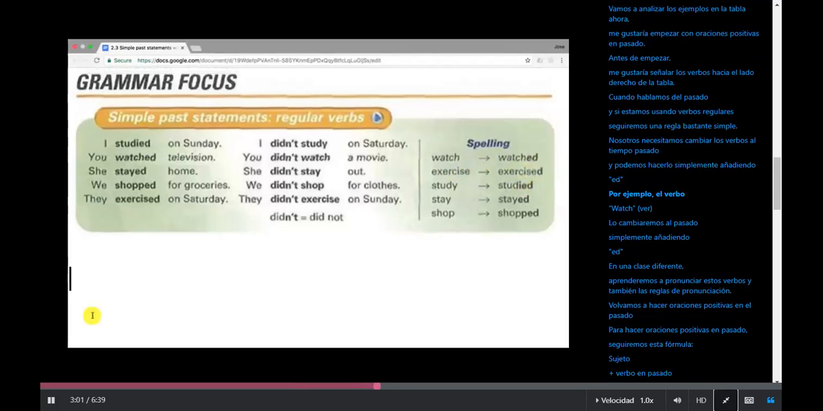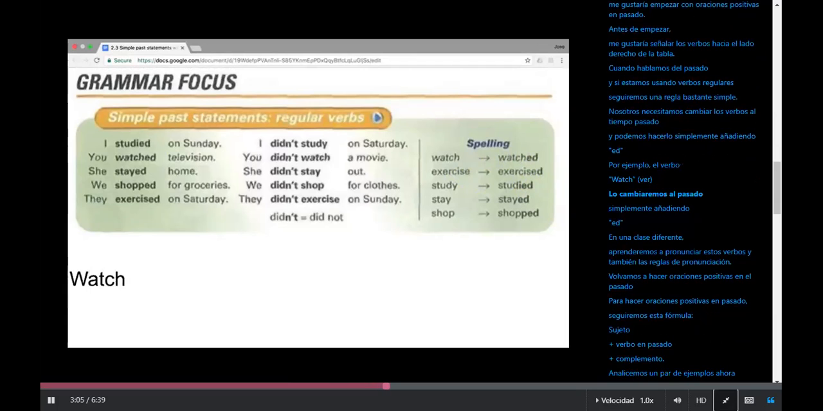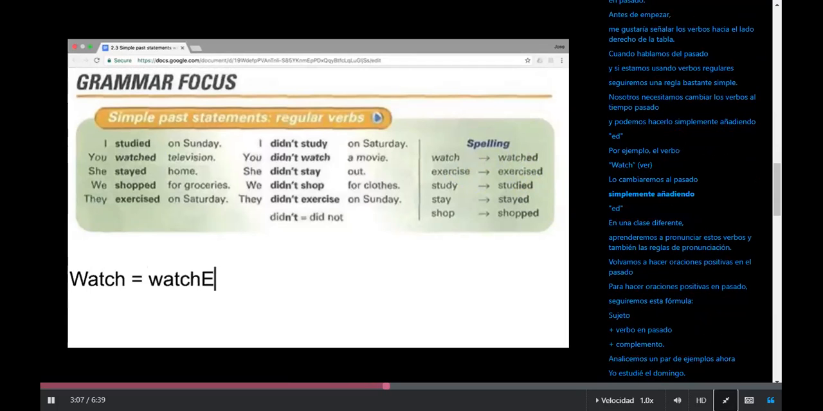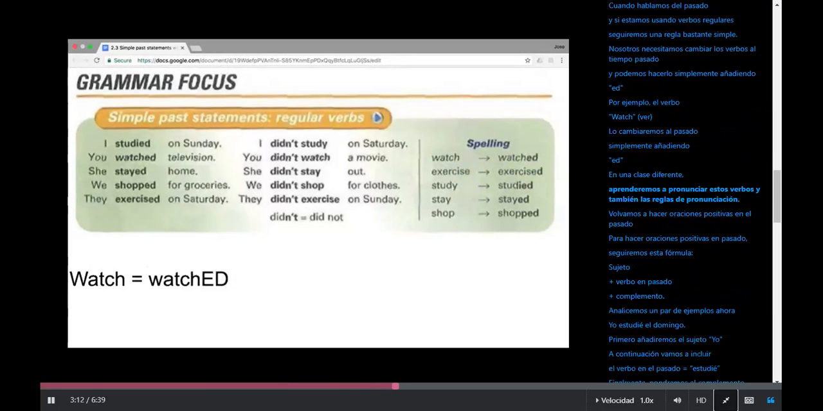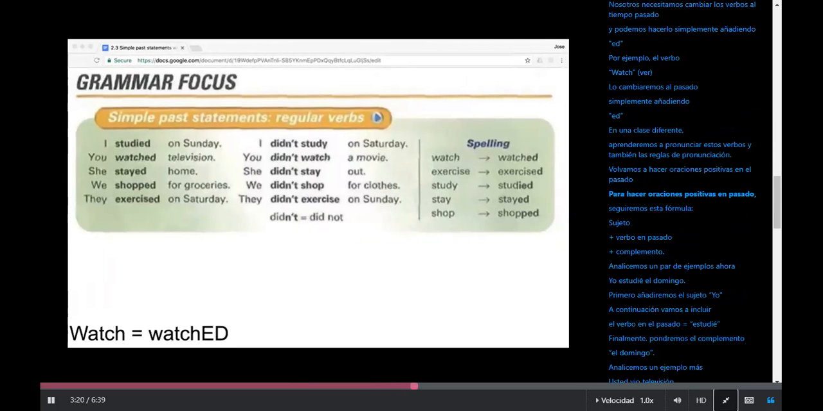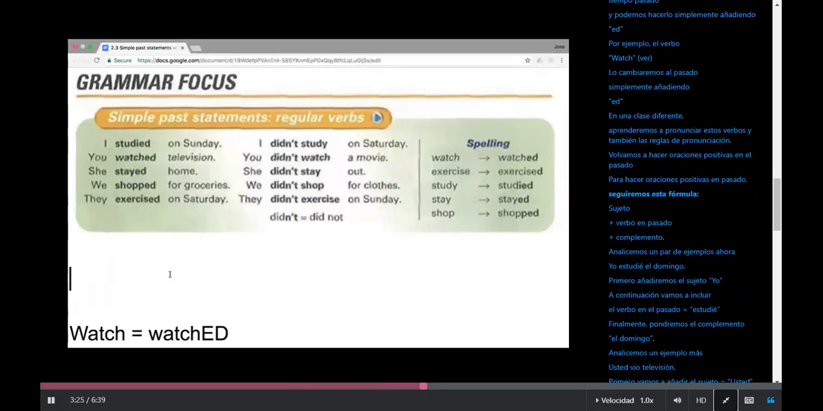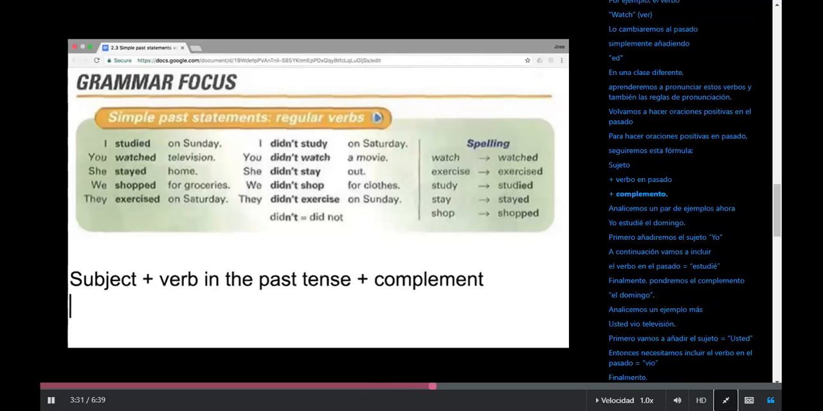For example, the verb watch. We will change it to the past by simply adding ed. On a different class, we'll learn how to pronounce these verbs and also the spelling rules. Let's go back to making positive statements in the past tense. In order to make positive statements in the past tense, we will follow this formula. Subject plus verb in the past tense plus complement.